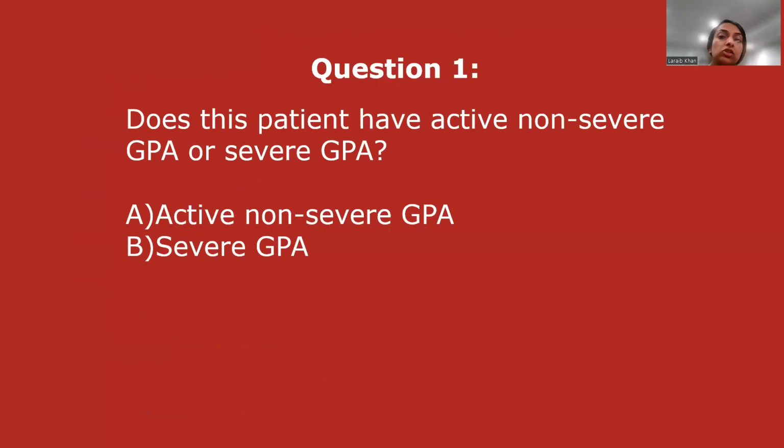I'm going to have two questions coming up about this patient case. Question 1: does this patient have active non-severe GPA or severe GPA? You can write in the chat if you want. I'll wait a little bit. Because of the patient case that I went over, the patient has active non-severe GPA, just because she's presenting with those initial signs and symptoms, and the disease is very localized to the septum and there's no multi-system organ involvement. So it's active non-severe GPA.